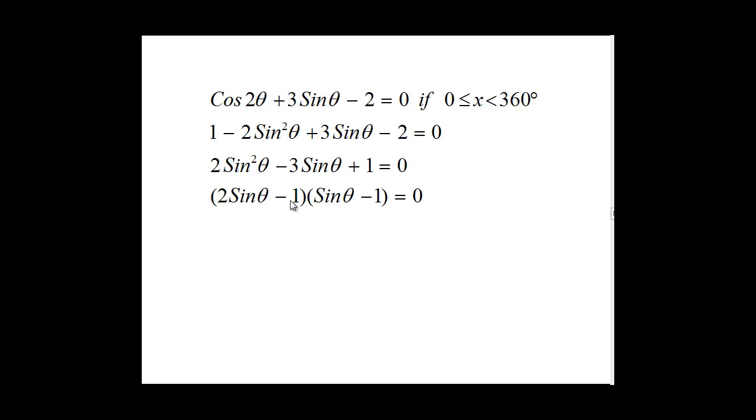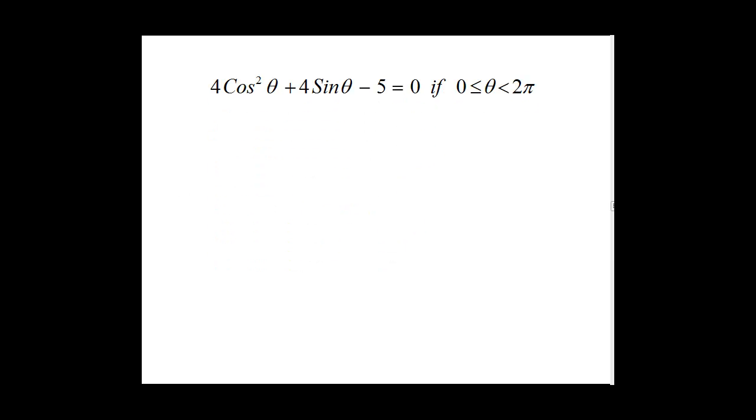Okay, set those both equal to 0. This will be 1 half, and that'll be 1. Now, sine is a half twice, and again, we're in degrees, so we're at 30 and 150. And sine is equal to 1 at 90 degrees.